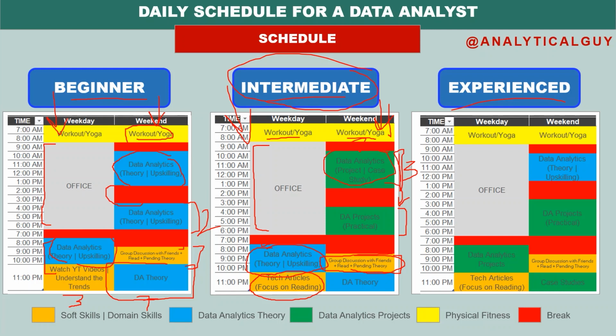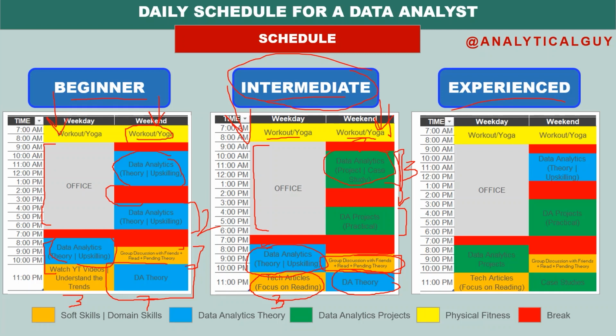And then finally from 10 p.m. to 11, it is about data theory. So if you have basic knowledge and you want to upskill, just focus on the theory part, right? If I see how many hours you are studying, here you're studying for 4 hours, or let's say 3 hours, from 8 to 10 and 10 to 11, so 3 hours on a weekday.